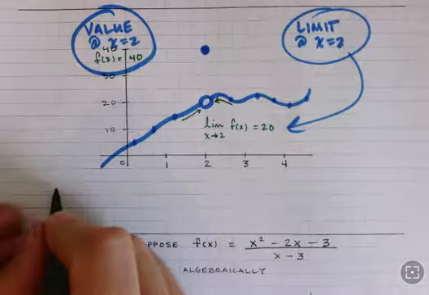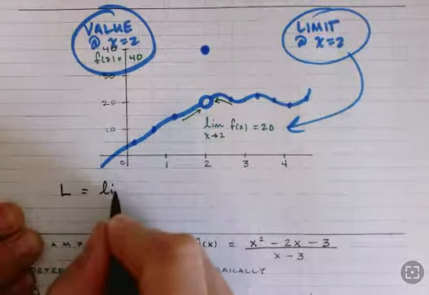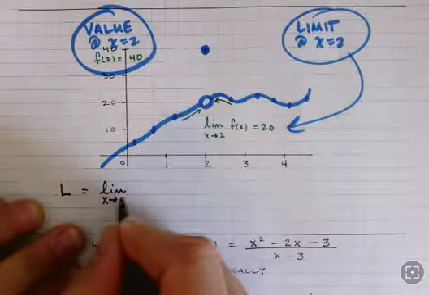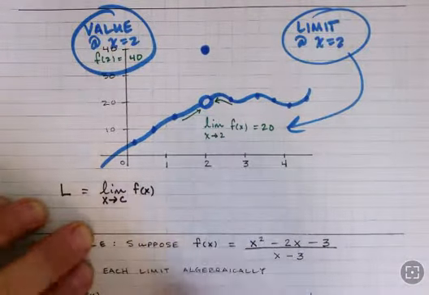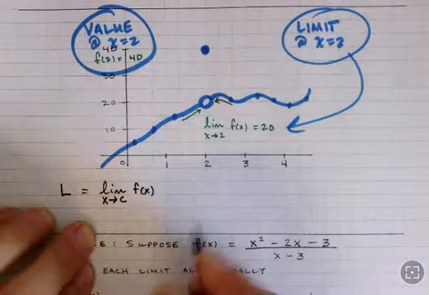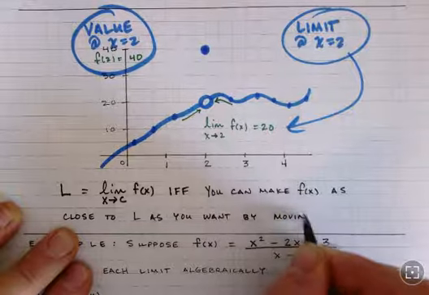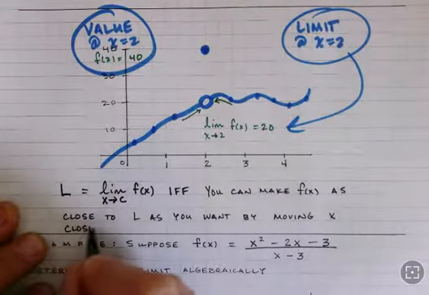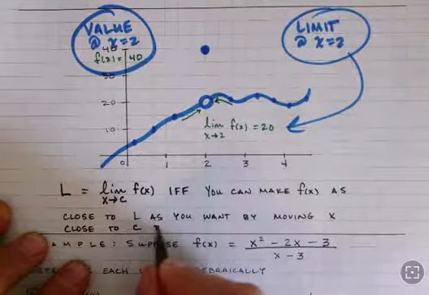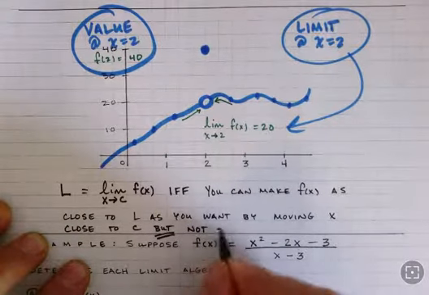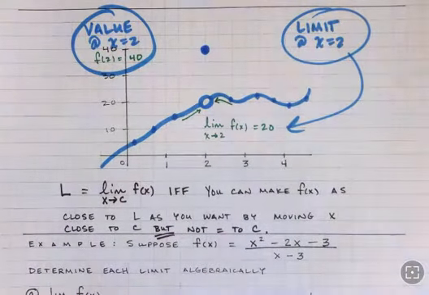So let's give a formal definition. We say that L is equal to the limit of a function as x approaches c, c being some constant value, if and only if you can make f of x as close to L as you want by moving x close to c, but not equal to c.